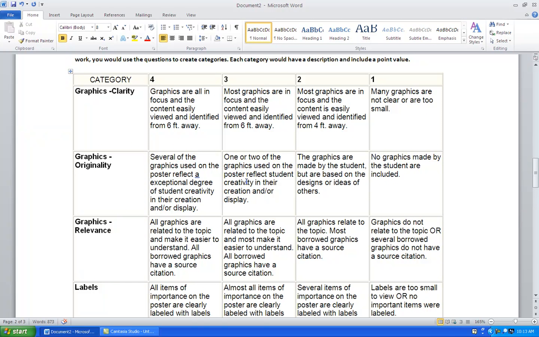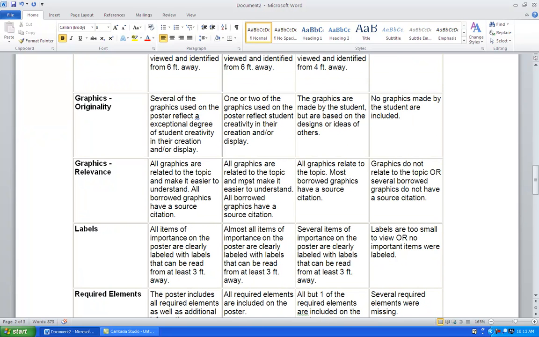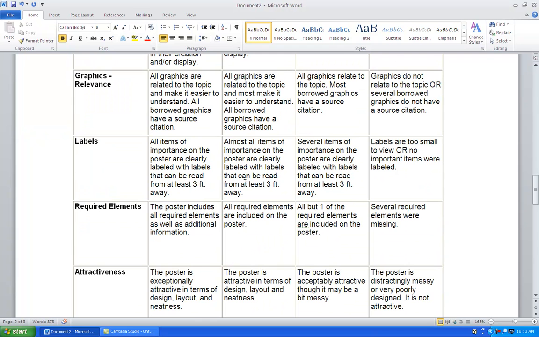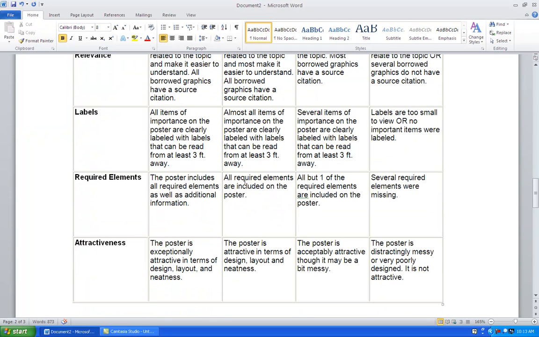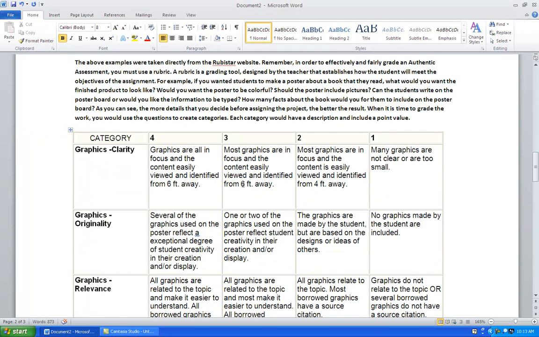The labels, so anything that's on the poster related to a subject or an area of interest, it's labeled properly. All the elements that you have listed are on there. It's very attractive. But if you don't like these categories, that's okay too. See, that's the beauty of authentic assessment. The teacher totally controls what they want students to do.